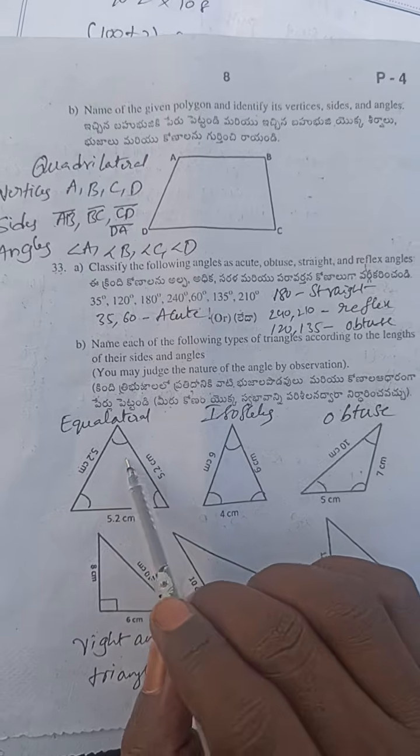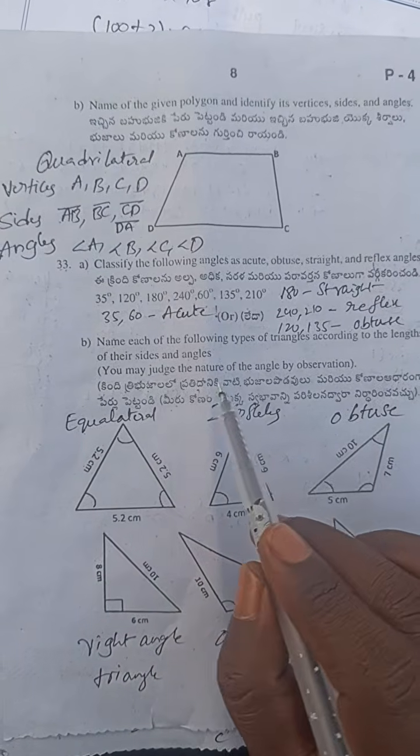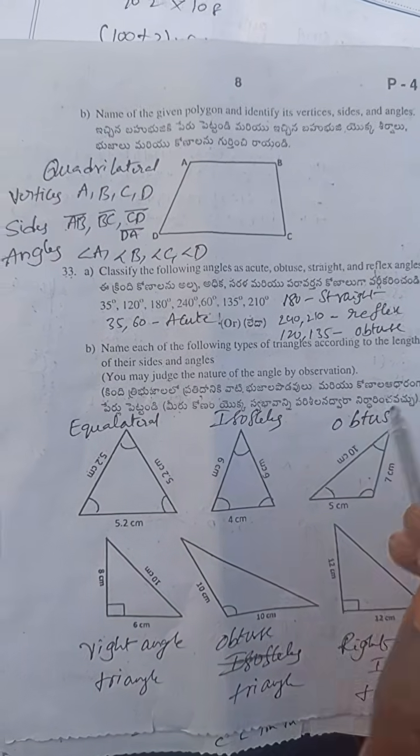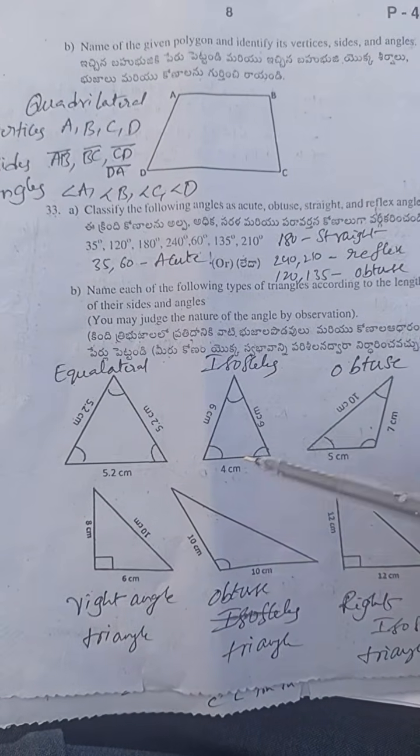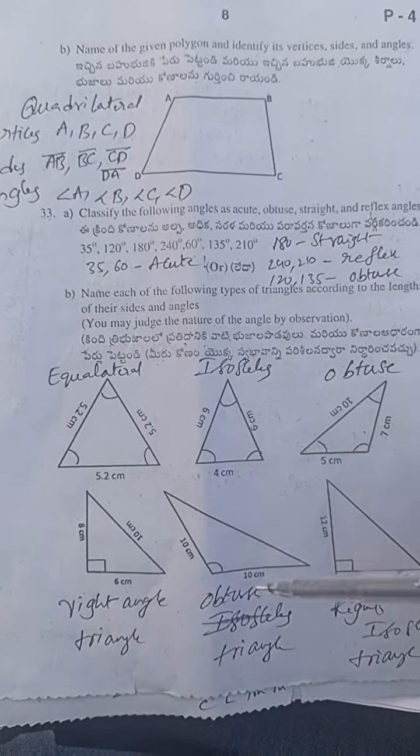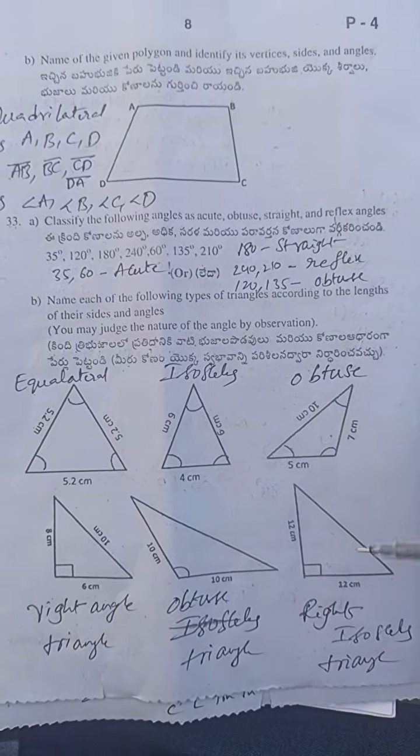First one is an equilateral triangle, all sides are equal. Second one is an isosceles triangle, any two sides are equal. Next, obtuse angle triangle. Next, right angle triangle. Next, obtuse isosceles triangle. Next, right isosceles triangle.